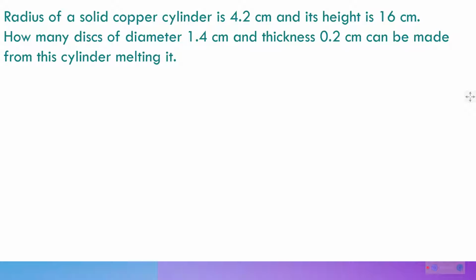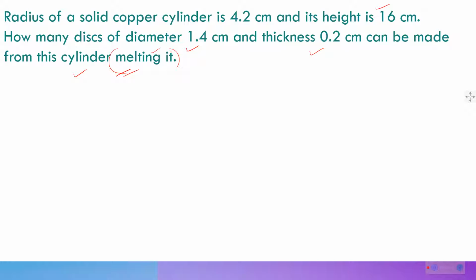Radius of a copper cylinder is 4.2 centimeter, height is 16 centimeter, how many discs of diameter 1.4 centimeter and thickness 0.2 can be made from the cylinder by melting it? Very good. Whenever the matter of melting comes, if you melt a bigger one and make a smaller one, the shape will change but the volume will be same. If you convert that into liquid, the liquid volume will be the volume of that item. Please understand, that's why melting comes over here.